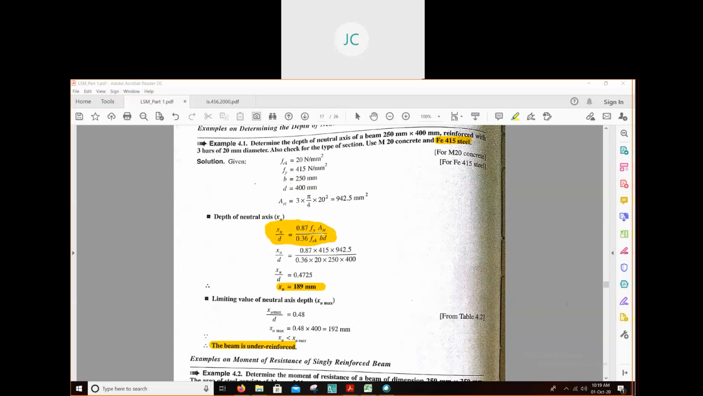Do you have any doubt in this problem? Anyone have any doubt in this problem?